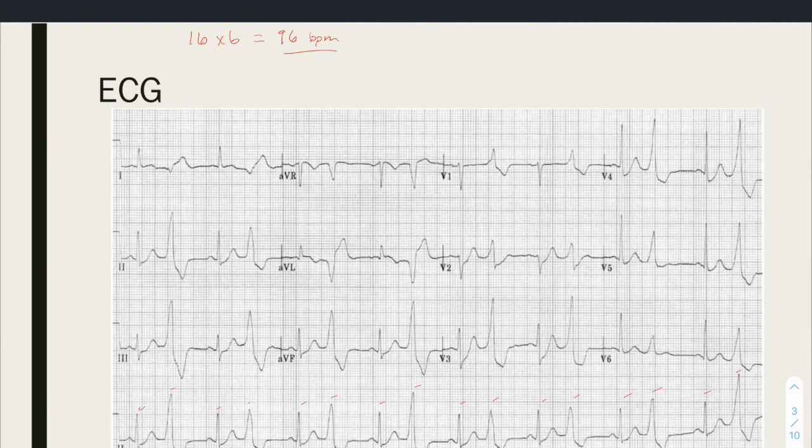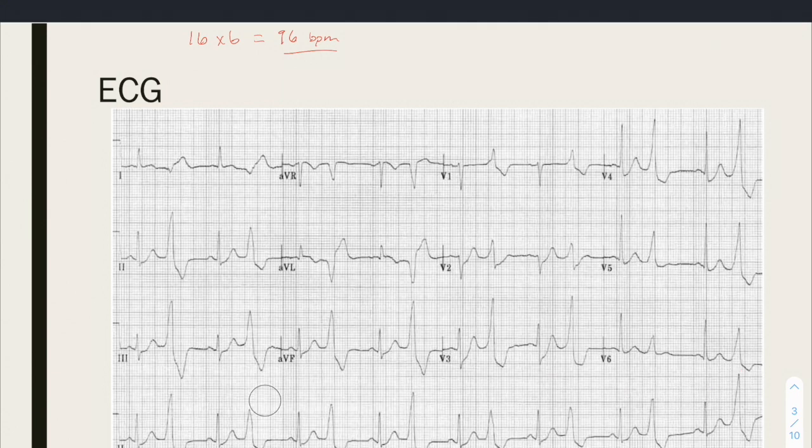You could try and use the 300 method, but it'll probably be a little tricky just because we have some abnormalities here in our QRS complexes, so determining the gaps between the boxes isn't as straightforward.